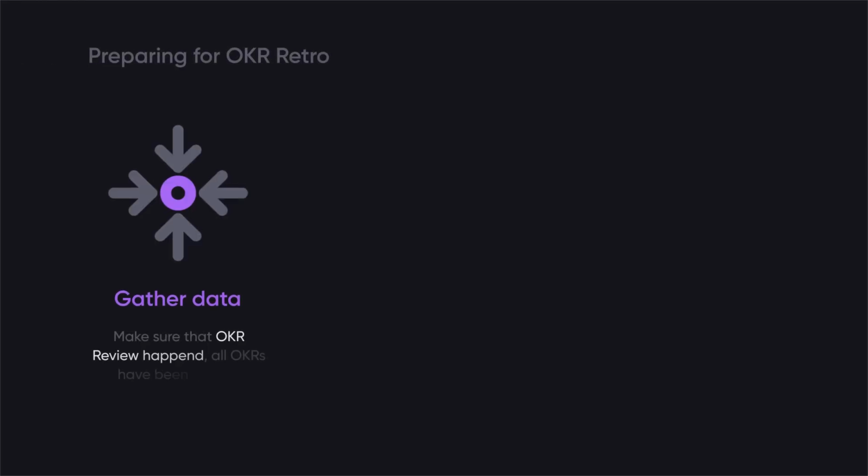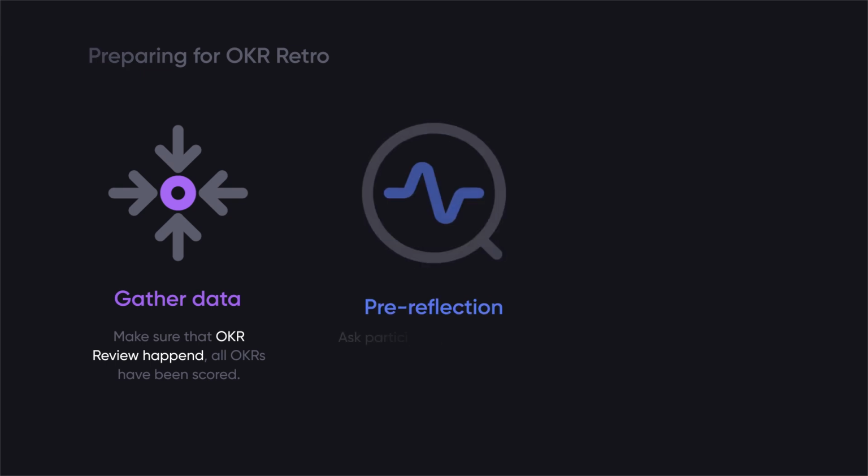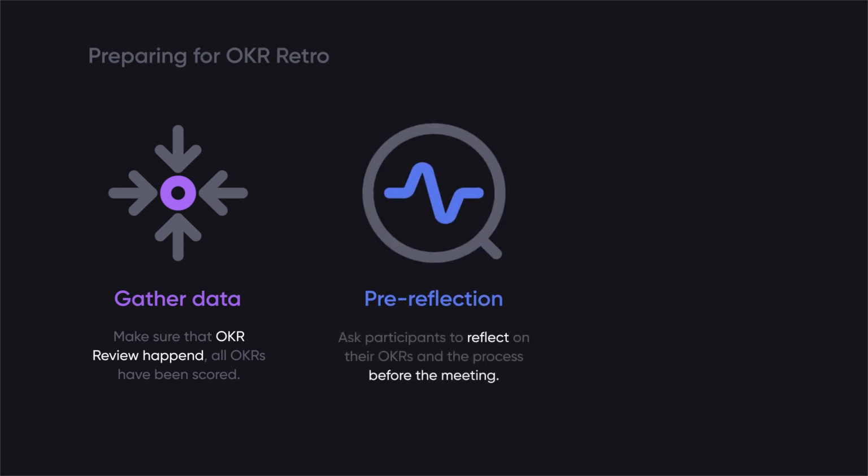Preparing for a successful OKR retrospective involves 3 key steps. Gathering data. Ensure the OKR review has taken place so you understand the scores and key learnings. Use a template like the one mentioned earlier to compile this information. Pre-meeting reflection. Ask participants to reflect on their OKRs and process prior to the meeting. Encourage them to consider what was challenging and what worked well.